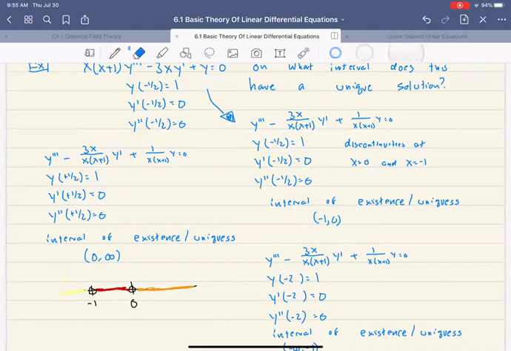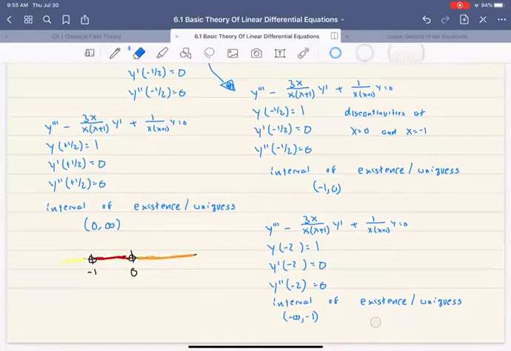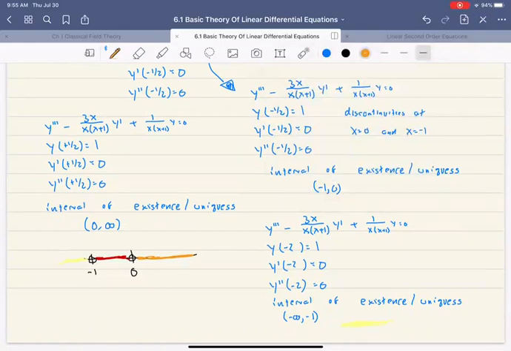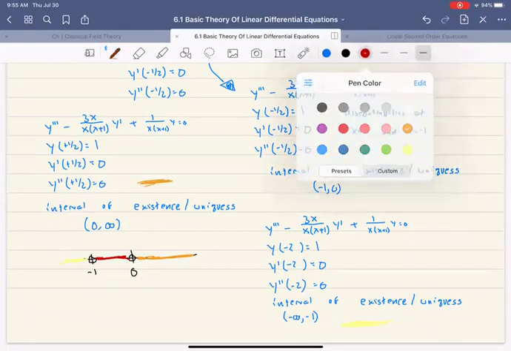Oh, that's not good. Okay, so that one's in yellow. That one's in orange. And that one's in red.